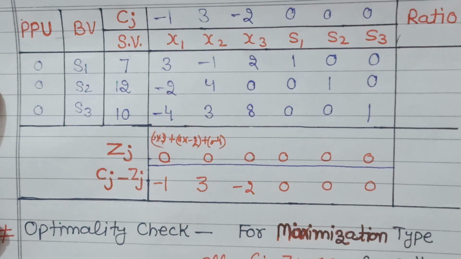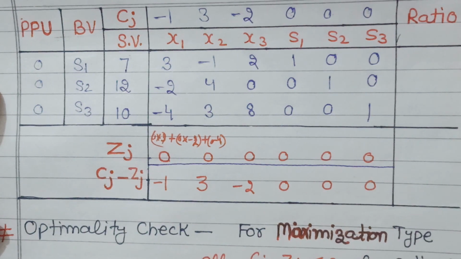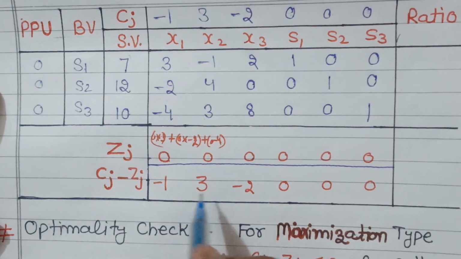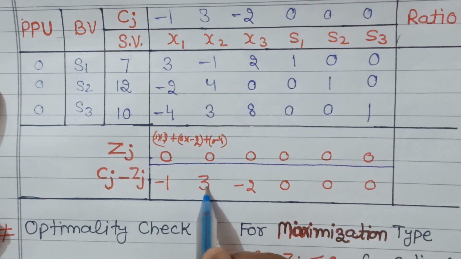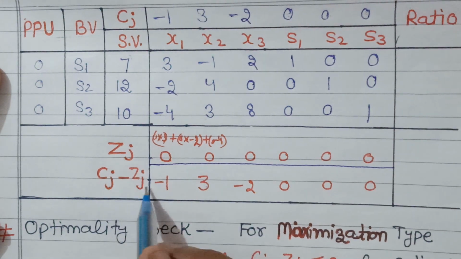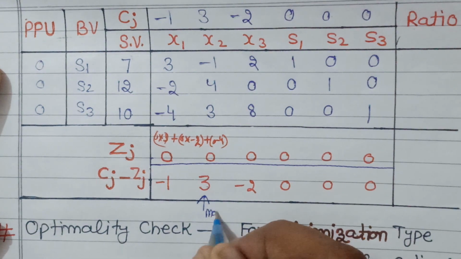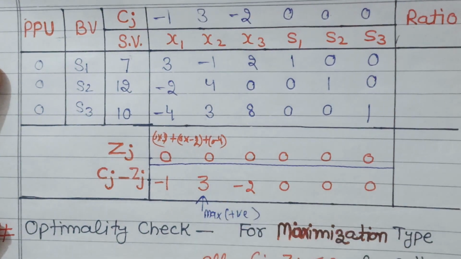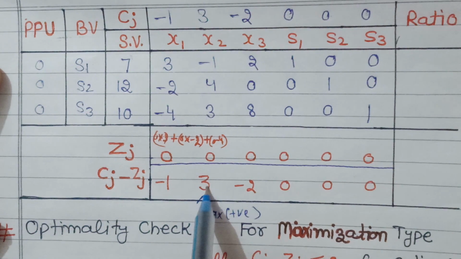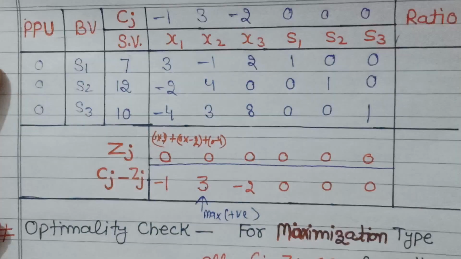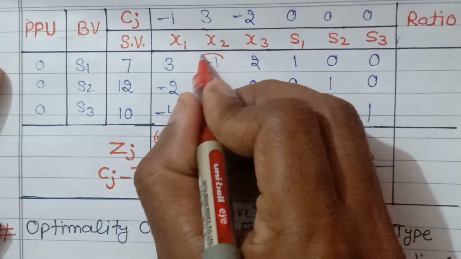So first of all we will find the key column, and that can be found by finding the maximum value under the Cj minus Zj row. Here you will see that this 3 is the highest positive value against Cj minus Zj. So let us select this 3. This is the maximum, highest positive value. Now the column against this element is the key column, so let us mark this as the key column.